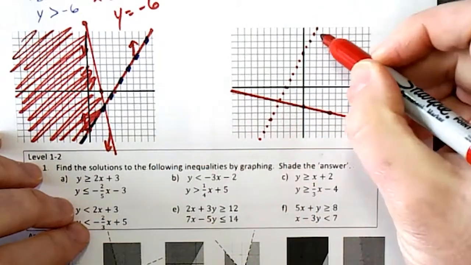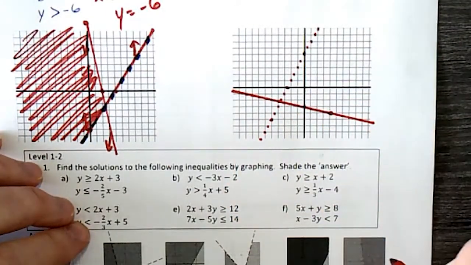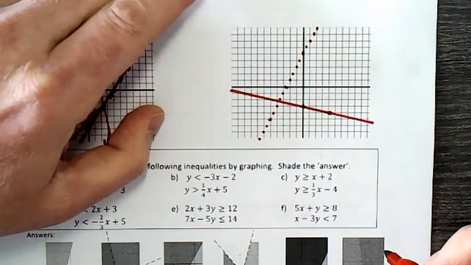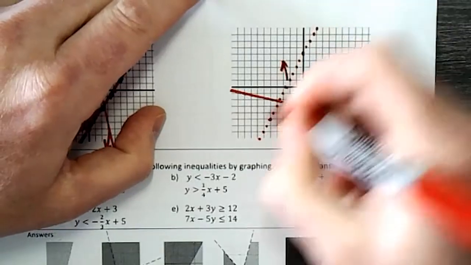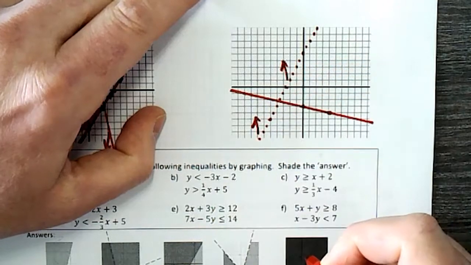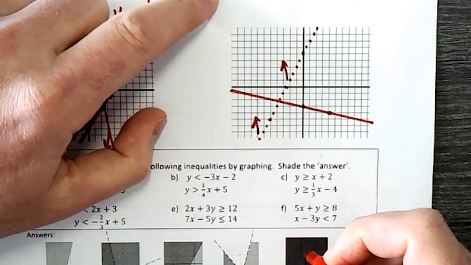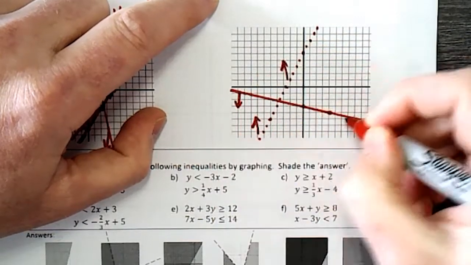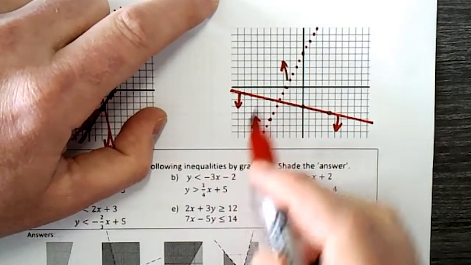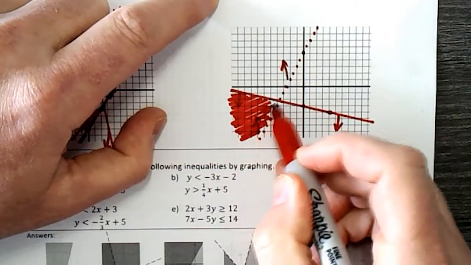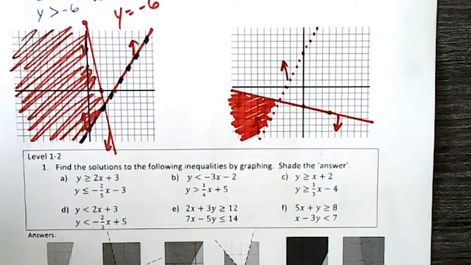So we've done both lines. This one's dashed. This one is solid. The first one, y is greater than. So arrows pointing up. This one's y is less than. Arrows pointing down. And the only section that has both arrows pointing is this section over here. Like that. So try the questions below, see how you do.